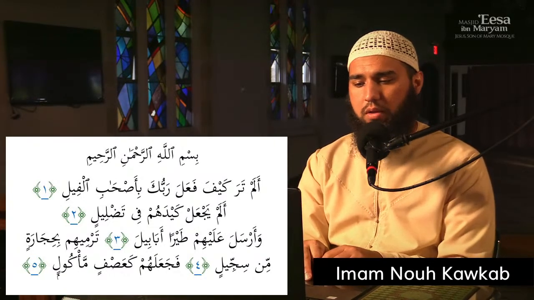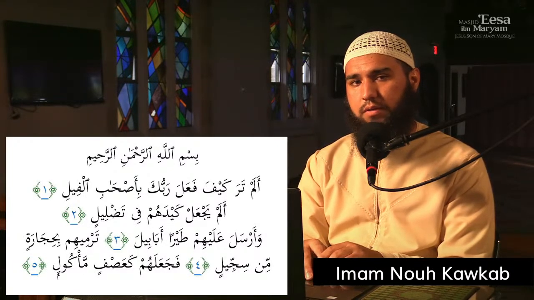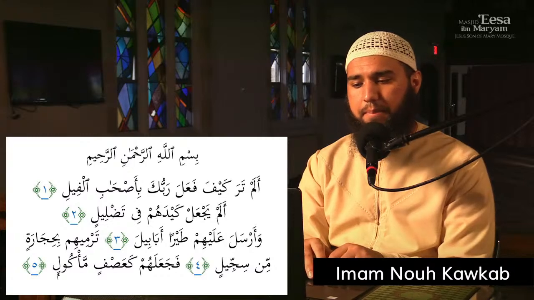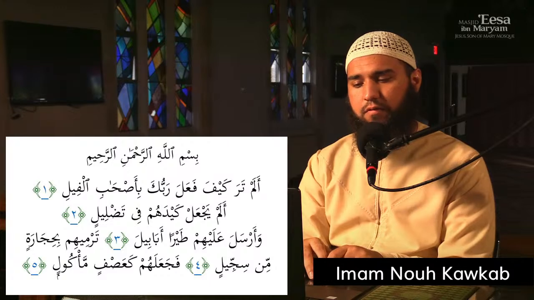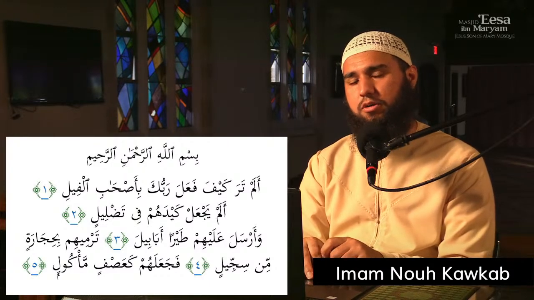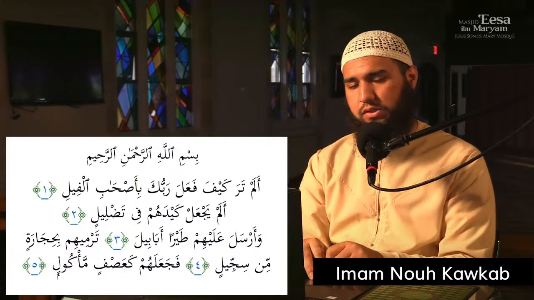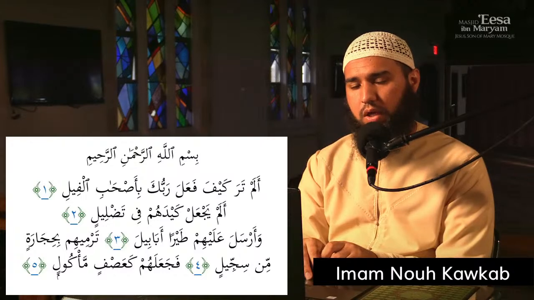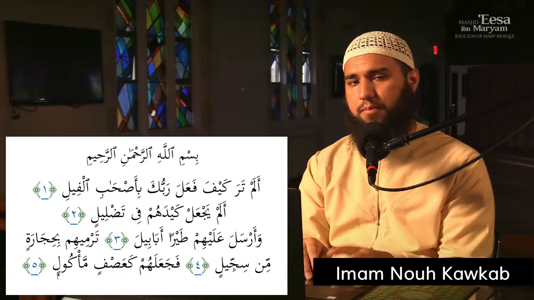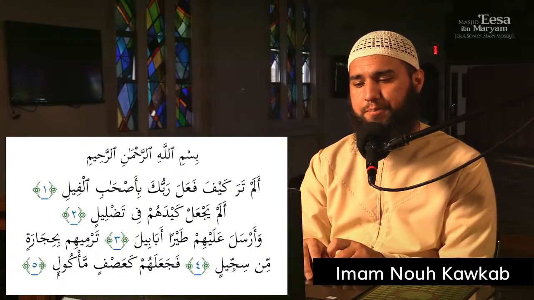Then we have the word rabbuka. Ra, as we said, from the top tip of the tongue. Then the letter ba from the lips. Then the letter kaf again from the back of the tongue, touching the hard palate on the top. Rabbuka. Ba has a shadda, so we have to keep that in mind. Alam tara kayfa fa'ala rabbuka.